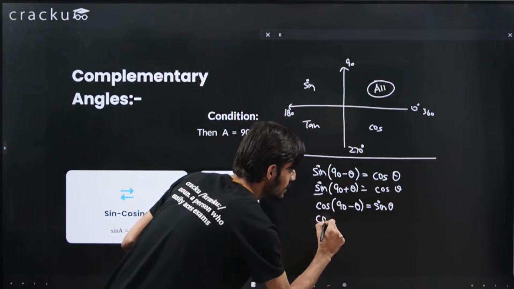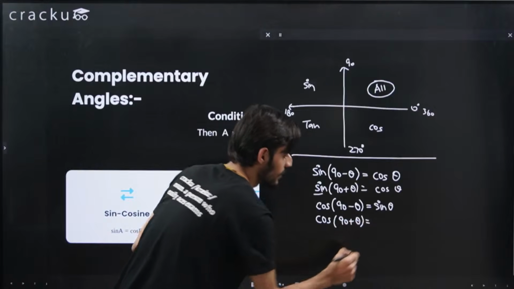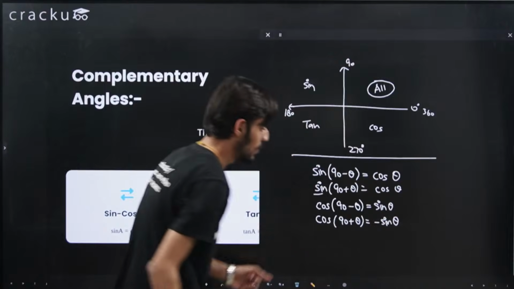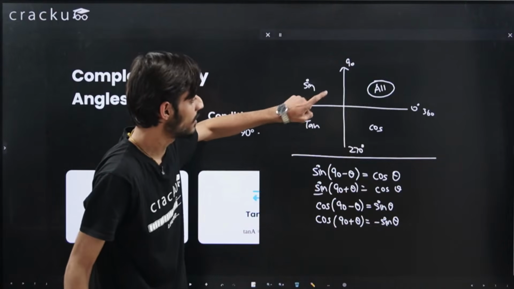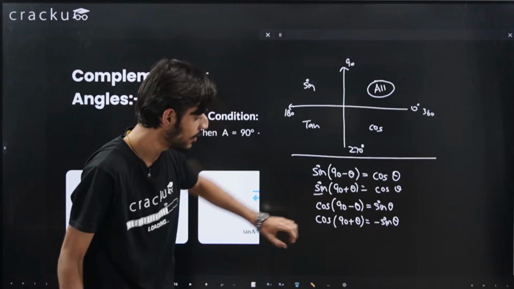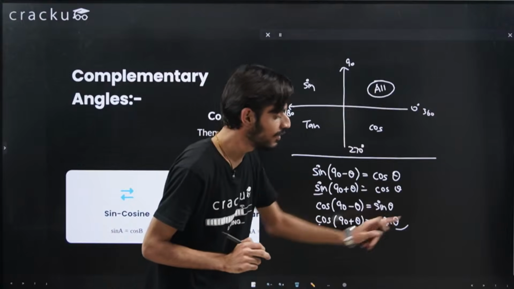But if I write cos 90 plus theta, then it will be minus sine theta, because I know I'm moving into the second quadrant. In the second quadrant only sine is positive, so cos will be negative. We need to look at the initial value. So from here, because cos is negative in the second quadrant, the resultant value will be negative.